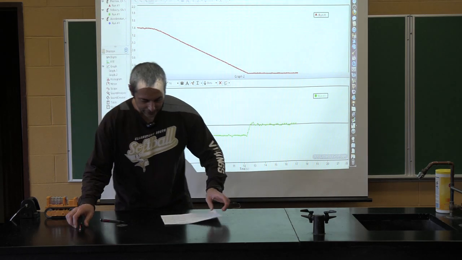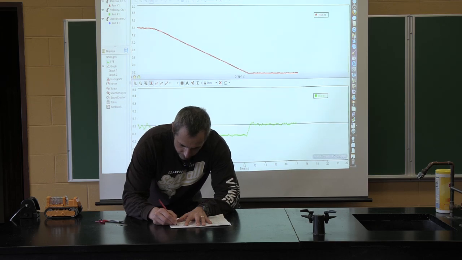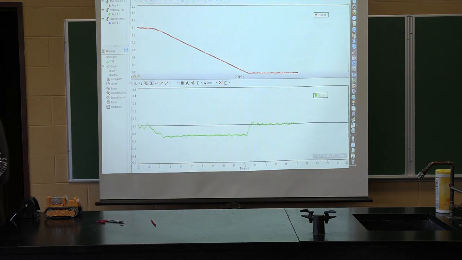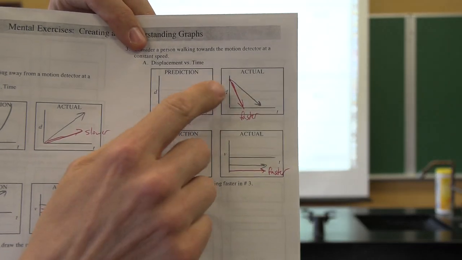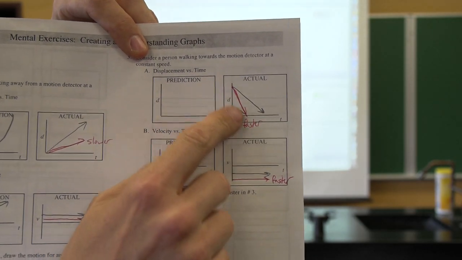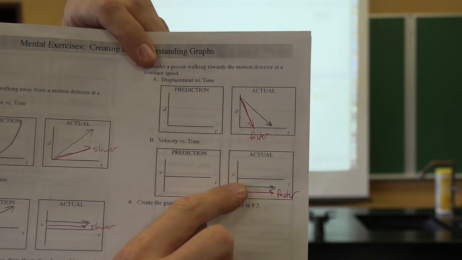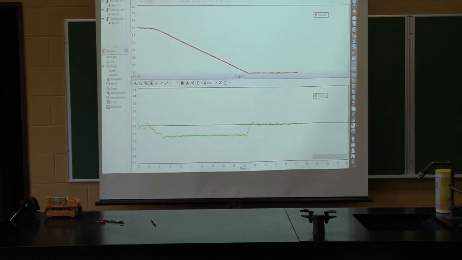Okay, so let me sketch these in. All right, so here they are. What you would do is you would start this farther, just at the same point, but it slopes down faster. Bigger slope, bigger speed. And this velocity is even more negative, but constant straight across, okay?